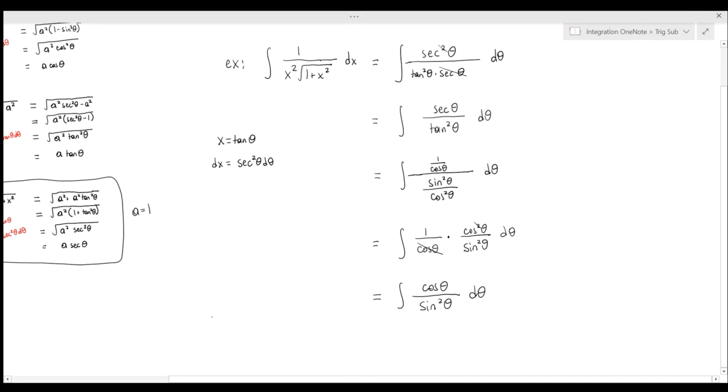All right, so this integral we can do with a u sub. So I'm going to do u is sine, and then du will get rid of the cosine in the numerator. So let's see here. Cosine theta d theta will just become du. And then sine squared is u squared.